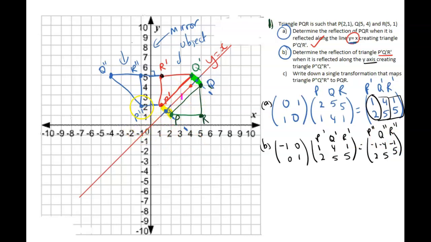P double dash is minus 1, 2, which is what I have here. Q double dash is minus 4, 5, which is what I have here. And R double dash is minus 1, 5, which is what I also have here. So I've done it using the two methods.